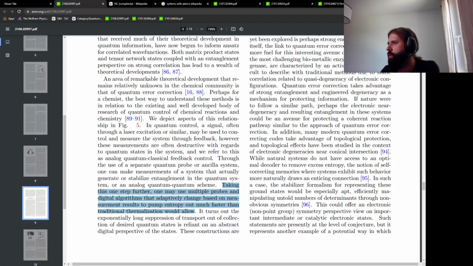It turns out the exponentially long suppression of transport out of a collection of desired quantum states is reliant on the abstract digital observer.